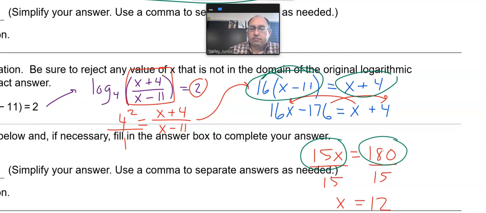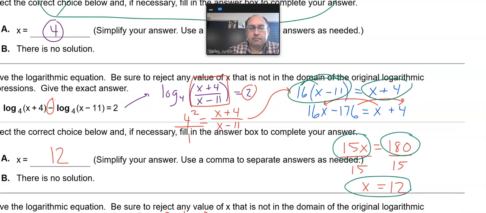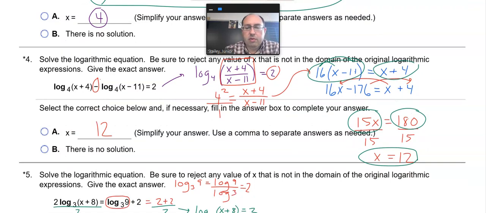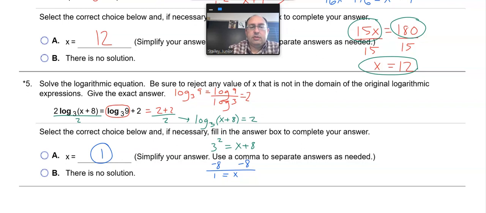12 does work, so we can plug it back in. But we get a good answer, so we don't really need to. I mean, you can plug it back in. You got 16 over 1. Yeah, that's log base 4 of 16 is 2, right? That's a good answer. You can double check it if you want, but it does work.